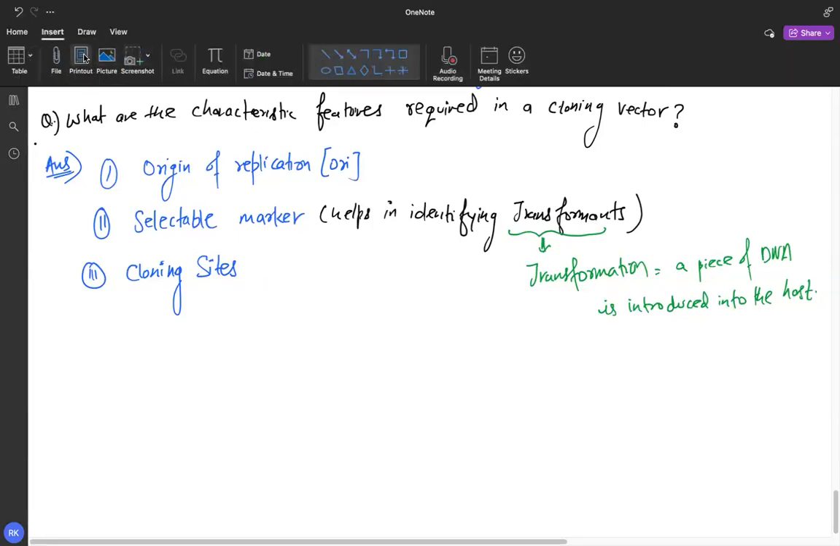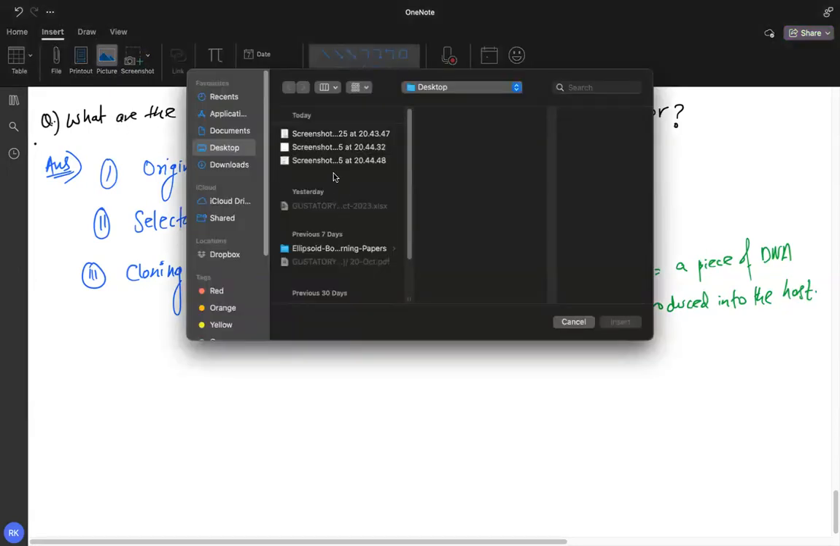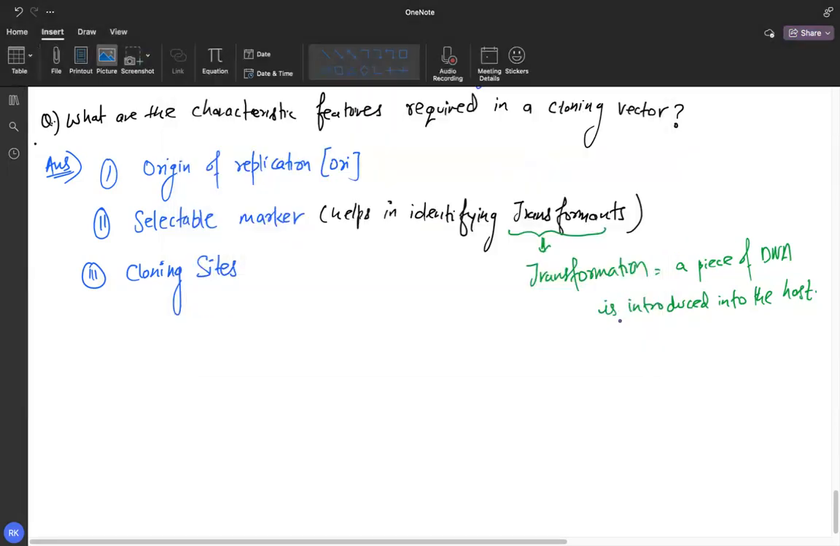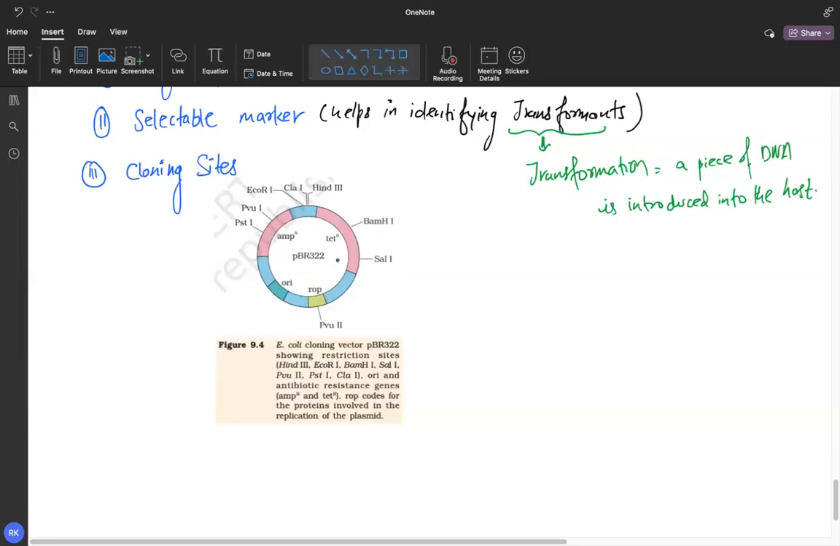So if you come to your NCERT, there is a figure that talks about a very famous and commonly used cloning vector called pBR322. Can you see the image that I have inserted?